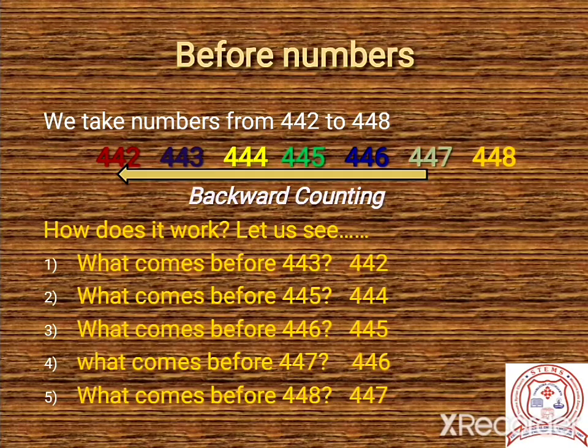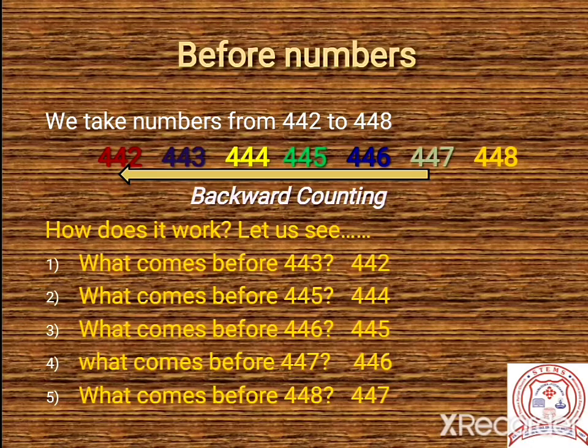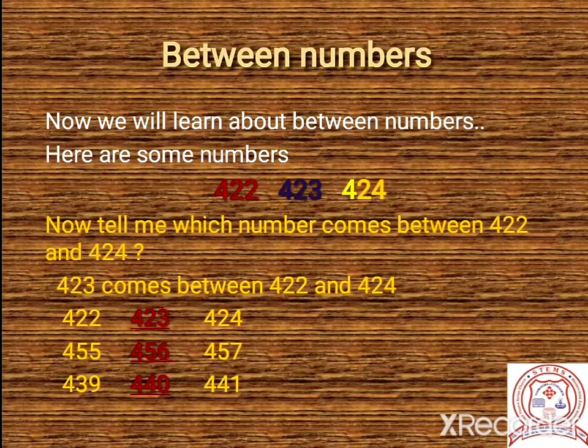Now what comes before 445? 444. Now what comes before 446? 445. What comes before 447? 446. Now what comes before 448? 447. What do we have to do in before number? We have to move backward. Now we will learn about between numbers.